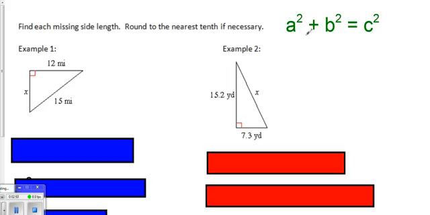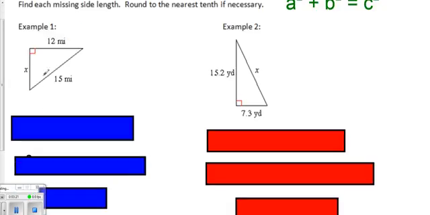I'm going to write that down at the top of all of our examples: A squared plus B squared equals C squared. We're going to go over some examples of what this looks like. So example 1, we have a right triangle here. You can see where the right angle is. We know this length here is 15 miles. This length here is 12 miles, and we're not sure how big this one is.